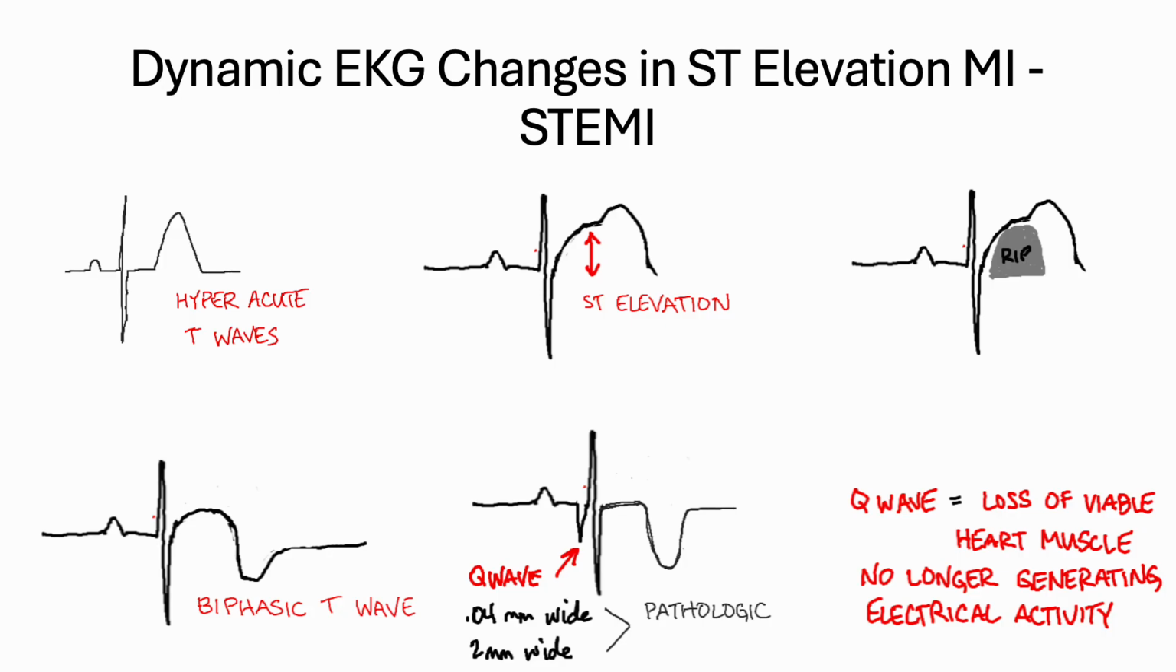Q waves are not uncommon on EKGs, but pathologic Q waves are. They're usually at least 0.04 seconds or 1 small box wide and 2 millimeters deep, or 2 small boxes deep. Q waves represent a loss of viable heart muscle that is no longer generating electrical activity.